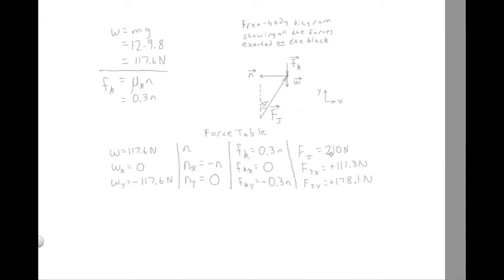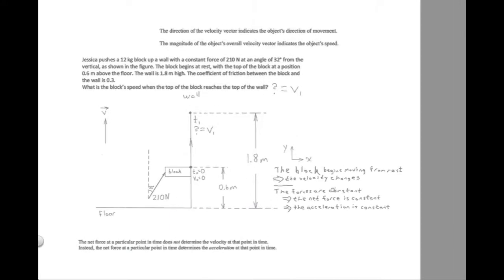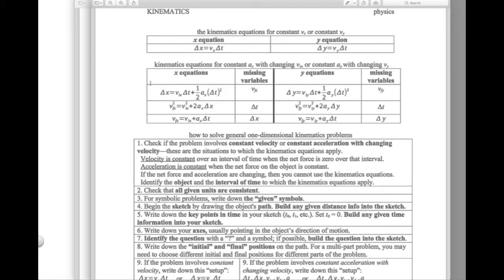So we know that the weight and the applied force are constant, and the normal force and the friction will adjust in response to the weight and the applied force. So we can expect that the normal force and the frictional force will also be constant in this problem. So we can expect that the forces will be constant, which means the net force will be constant, which means the acceleration is constant. So we've determined that this is a problem with constant acceleration and changing velocity.